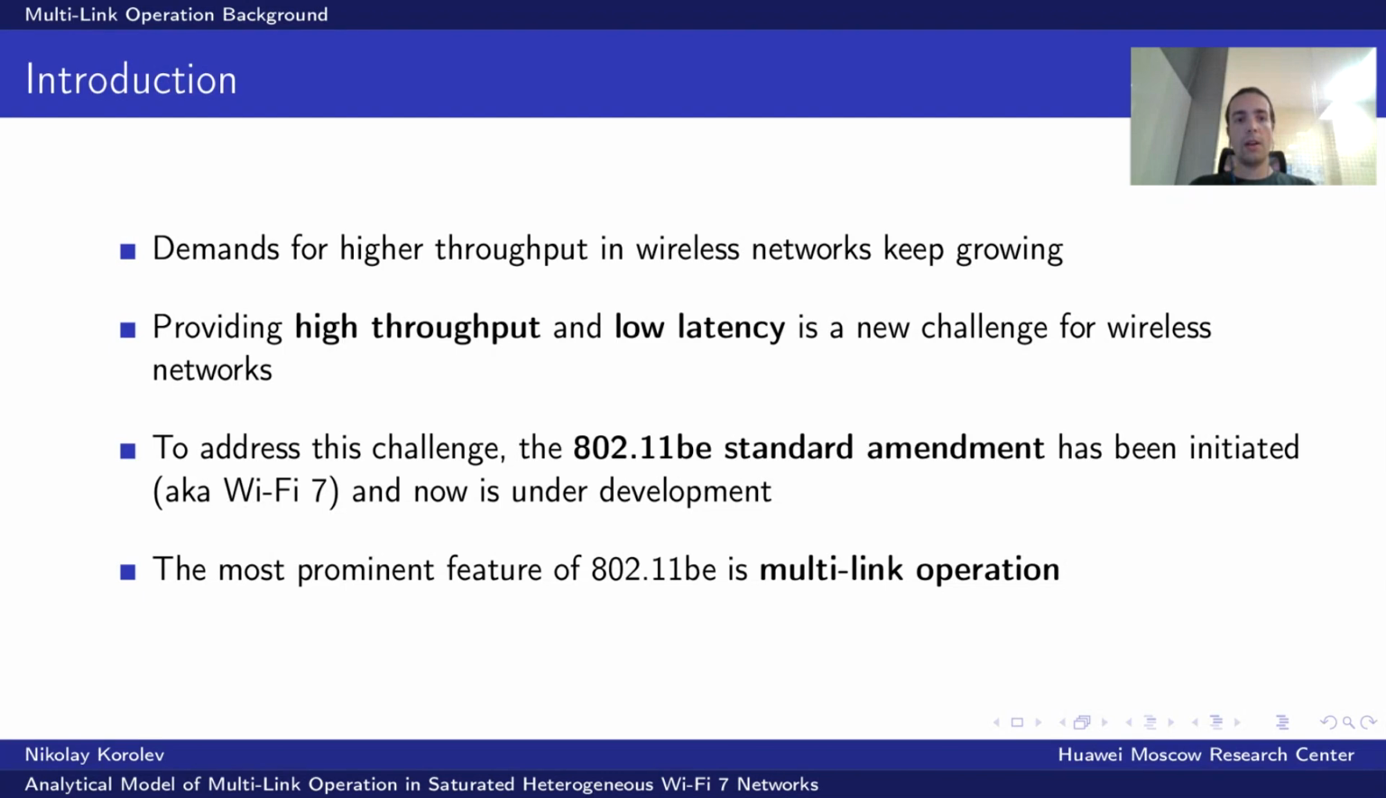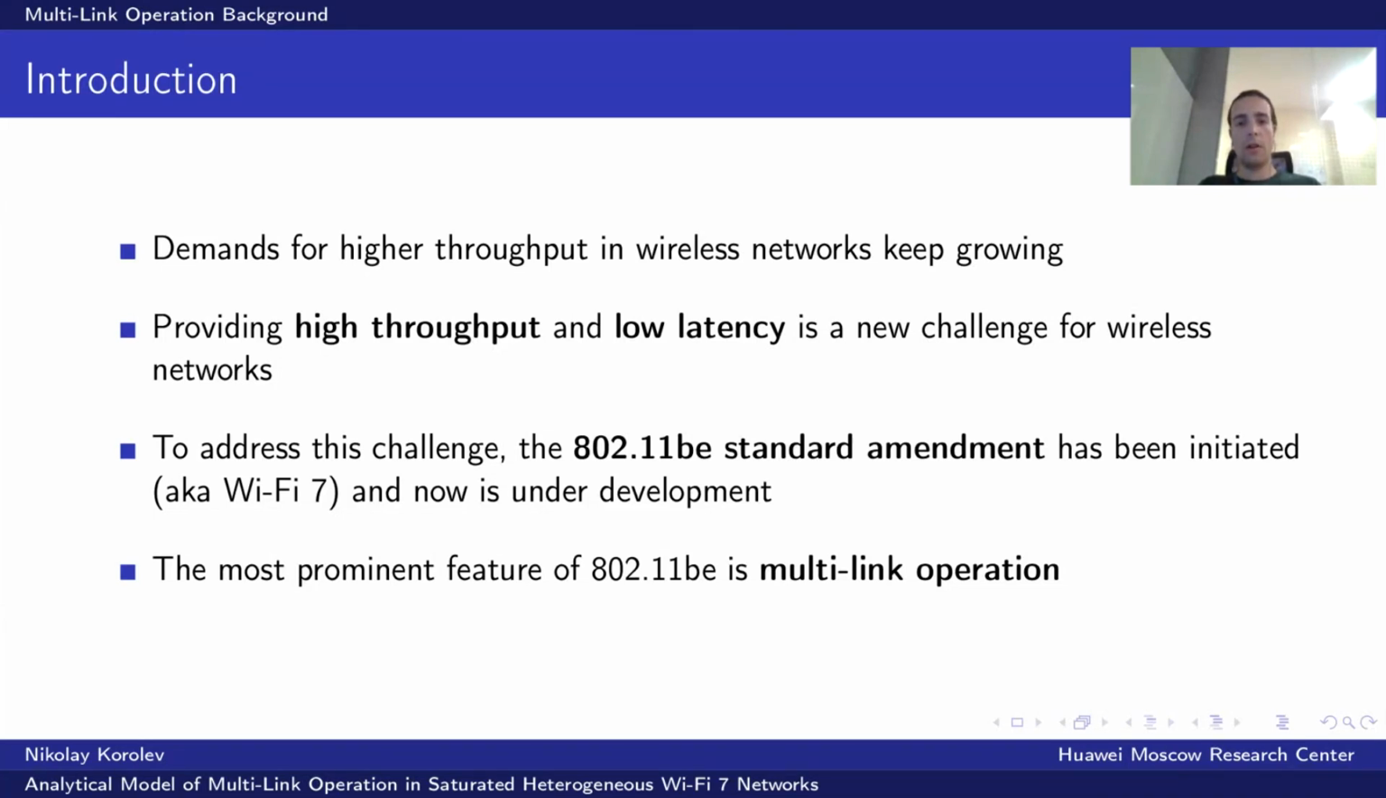So this is a quite challenging topic, and in order to improve throughput and decrease latency, to address this challenge, a new standard amendment, namely IEEE 802.11be, has been initiated and now is under development. It introduces some improvements for throughput increase, such as higher MCS, for example, and higher bandwidth, which can be used for the transmission. But maybe the most prominent feature of the upcoming amendment is multilink operation.